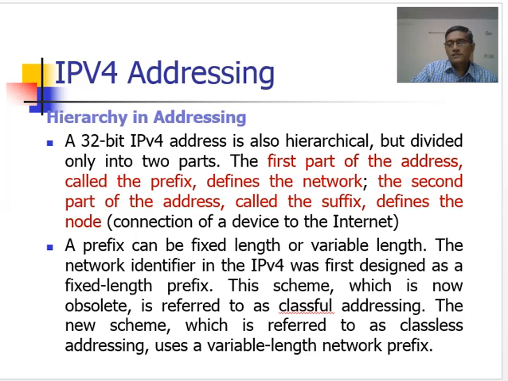A prefix can have a fixed or variable length. IP version 4 addresses originally use a fixed prefix length. Since it uses a fixed prefix length, we call it the classful addressing scheme. There is another scheme called classless, in which the prefix length is variable, which we will learn in detail in the next video.